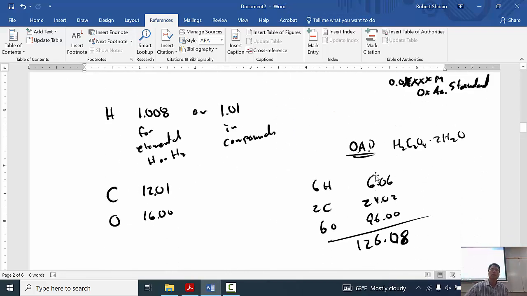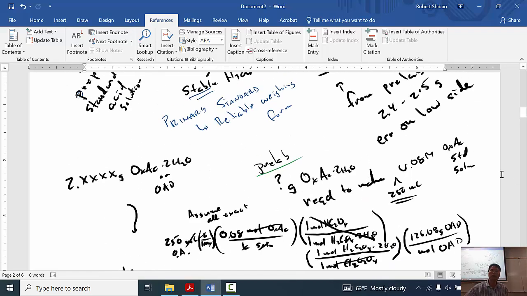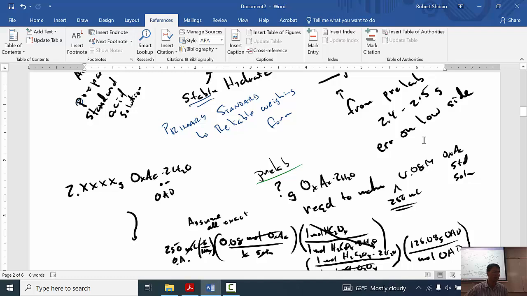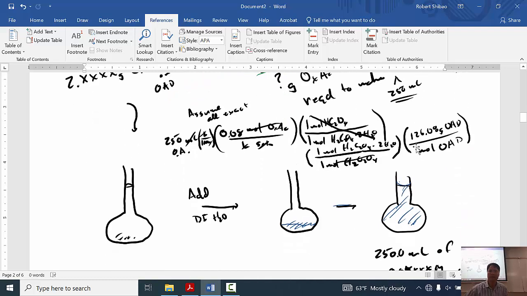But it's good. And so let's see, was I right in 2.4 to 2.5? Somebody did the calculation this morning, so I just used their number. And their number was about 2.5. But I didn't check it. Let's check this. So 250 divided by 1,000 times 0.08 times 126.08. Yeah, they're right. 2.5216.